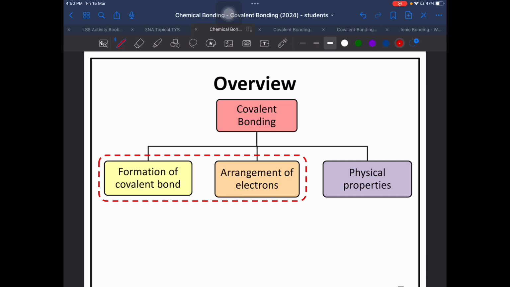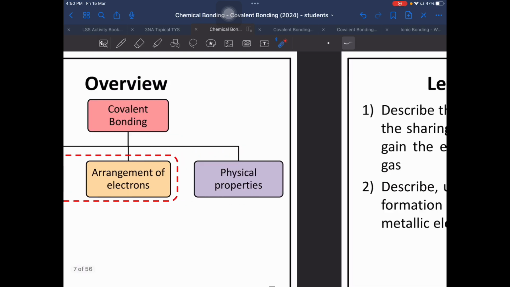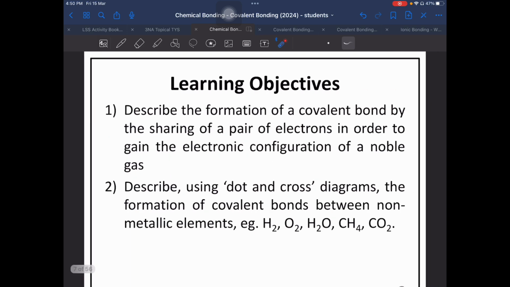So for this video itself, I'm just going to focus on how we can draw covalent bonds, and especially this thing called arrangement of electrons, which is essentially a dot and cross diagram, right? So these are the two key learning objectives. First, how do we even form a covalent bond? Second, how do we draw? So understanding that there is an idea about sharing, and secondly understanding how you then draw to show that sharing is happening, right? So that is the focus of this video.